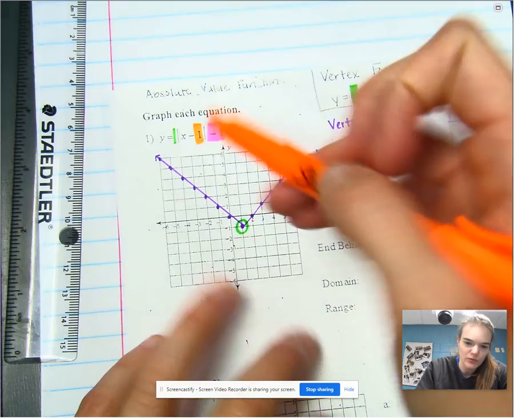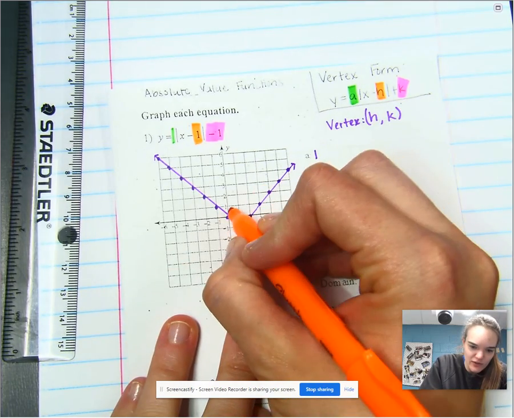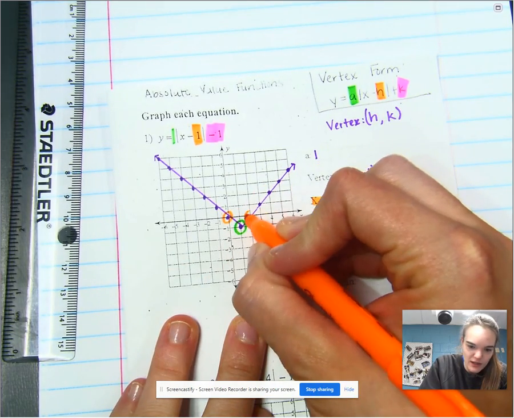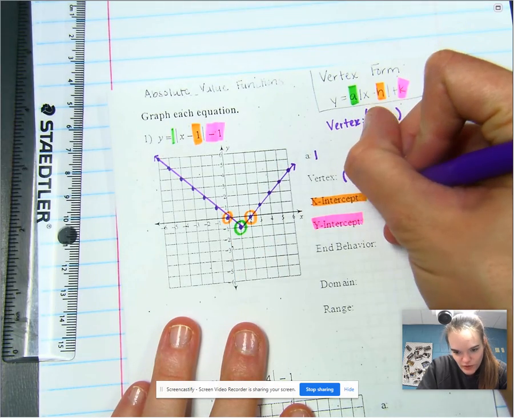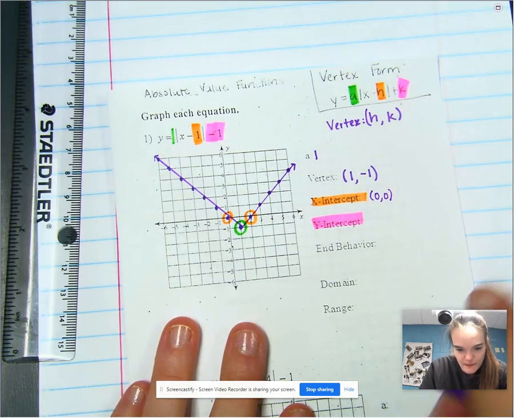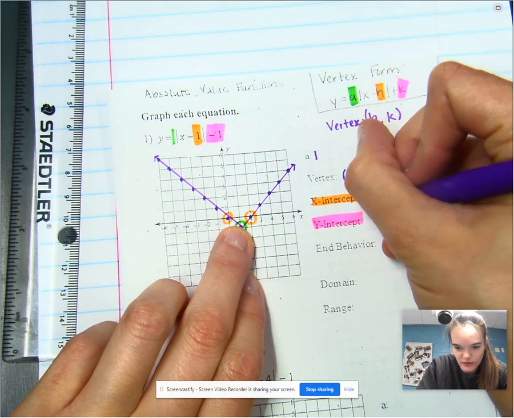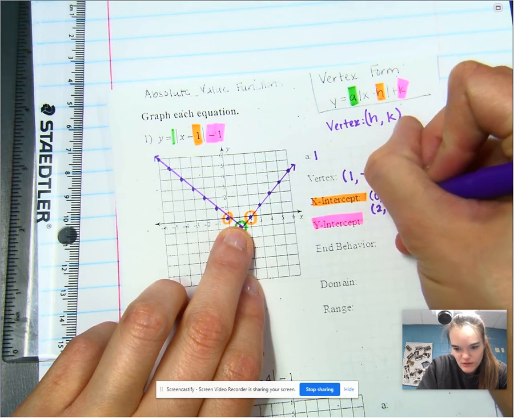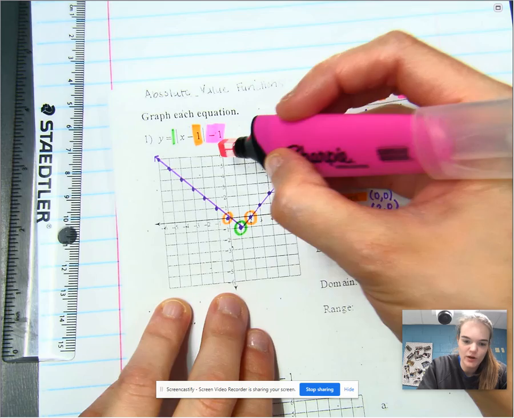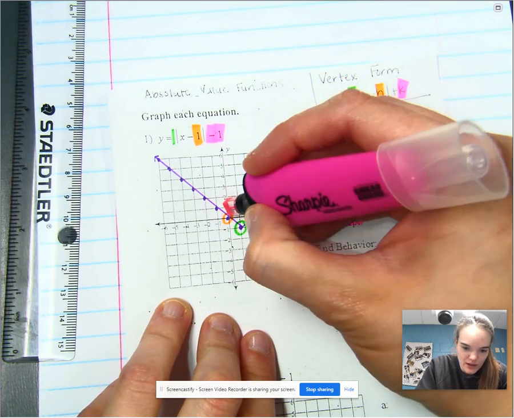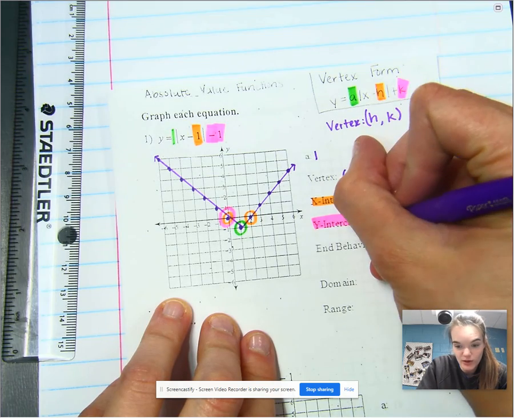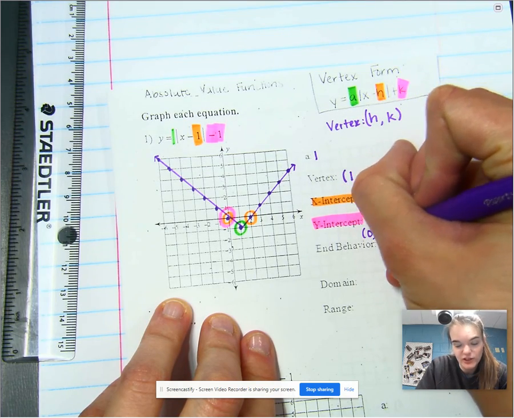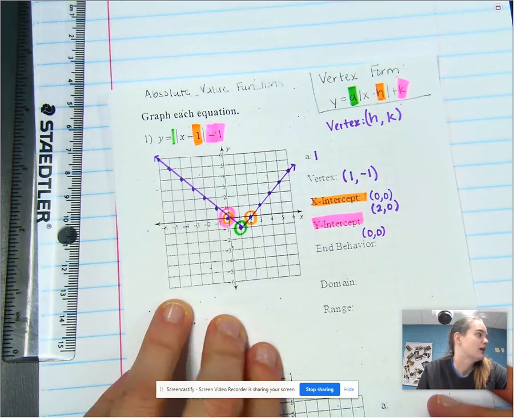All right, x-intercepts is where it crosses the x-axis. It crosses here and here. So our x-intercept, the first one is 0, 0. Our second one is 2, 0. Y-intercept is where it crosses the y-axis. Crosses the y-axis here. That is also 0, 0. If you have 0, 0 as an intercept, it's both intercepts, by the way, always.